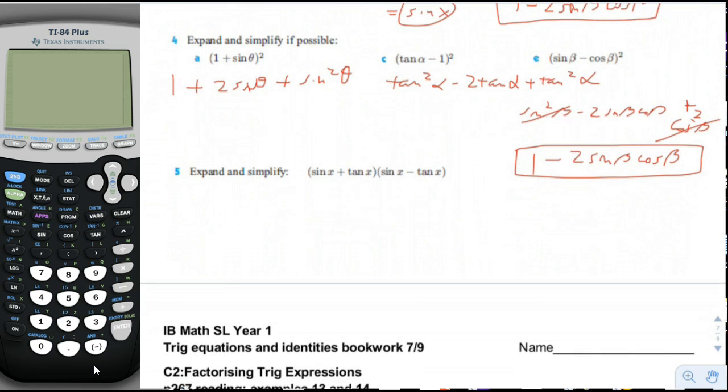Okay, 5, expand and simplify. This is like a plus b times a minus b, which remember turns out to be a squared minus b squared. So we could put sine squared x minus tangent squared x.